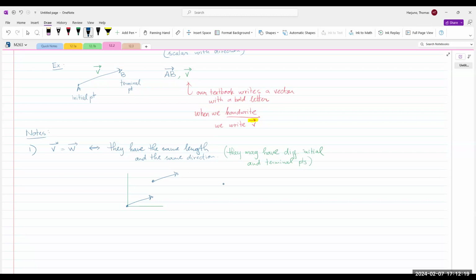Okay, in higher level, we say that the idea of vectors is coordinate free. Yeah, vectors are coordinate free. Regardless of where you start, regardless of where you end, as long as you have the same length and the same direction, then those two vectors are the same. Okay, next.